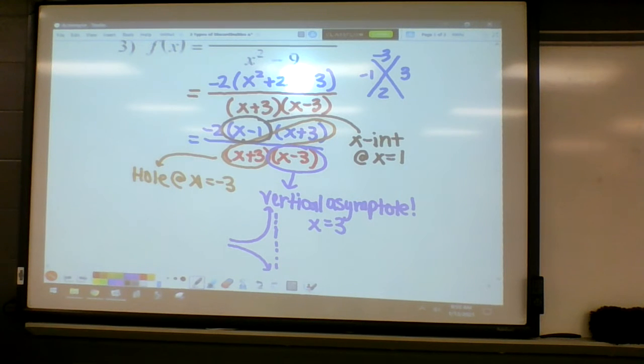So by doing a little bit of factoring of the numerator and denominator, we can actually tell 3 things about this function. We can tell the x-intercepts, the holes, and the vertical asymptotes. All things that are going to be important when we go to graph these functions.